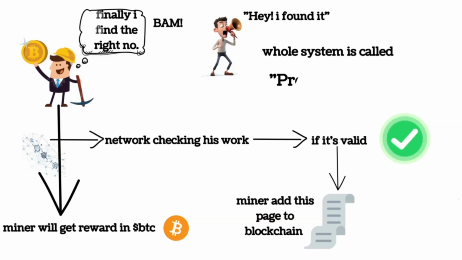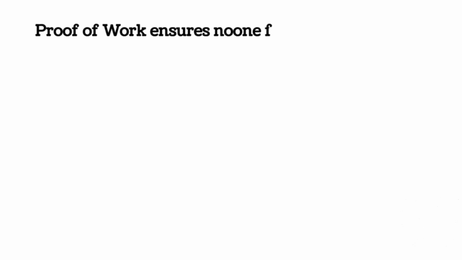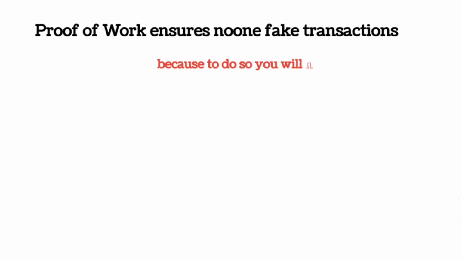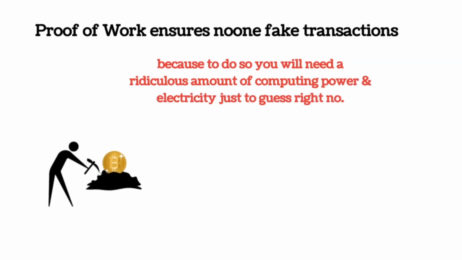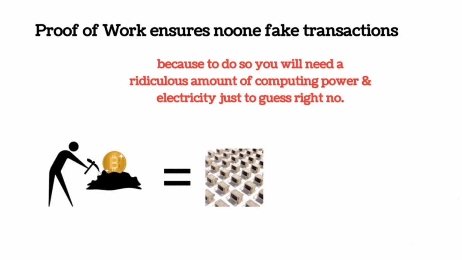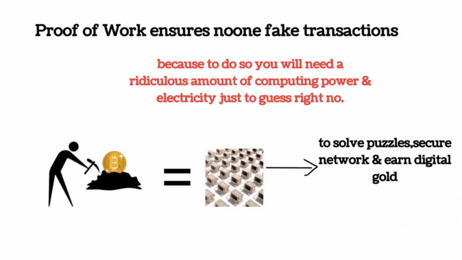This whole system is called proof of work. It ensures that no one can fake a transaction, because to do so you would need a ridiculous amount of computing power and electricity just to guess the right number. So in short, Bitcoin mining is thousands of computers racing to solve puzzles, secure the network and earn digital gold.